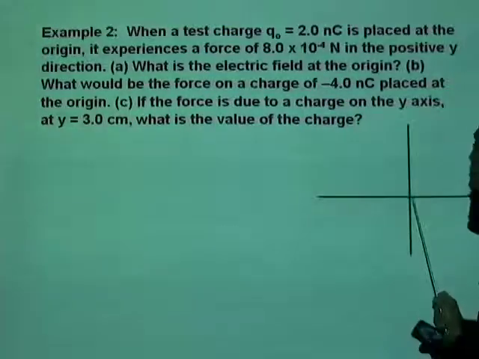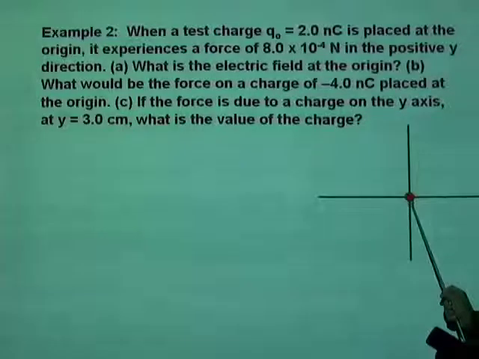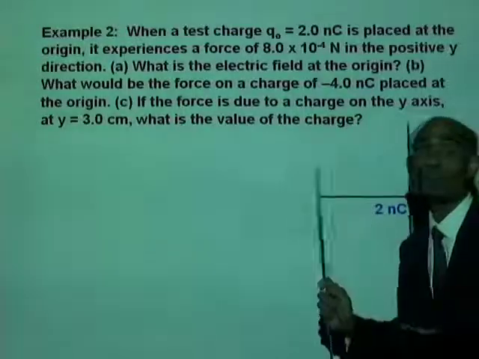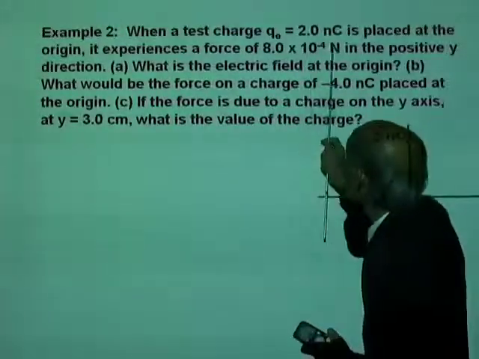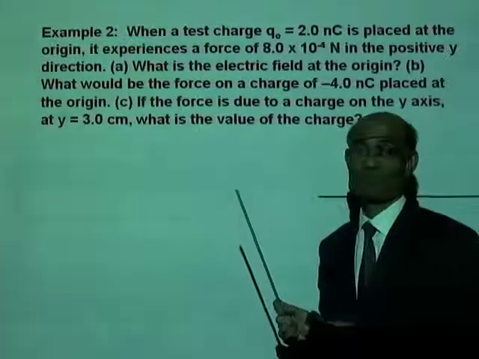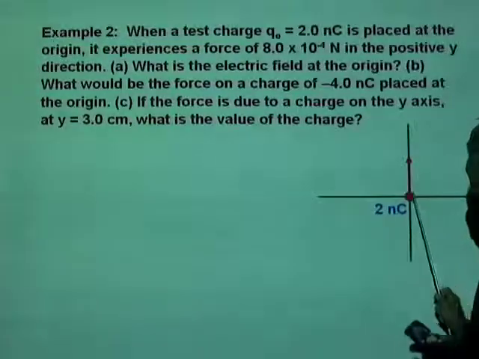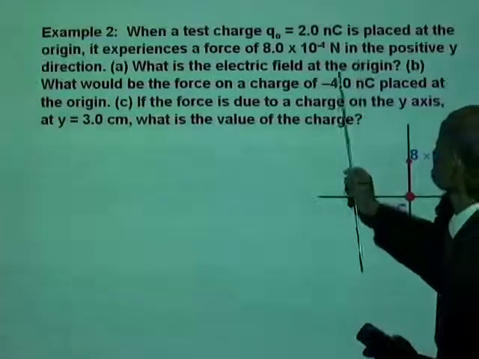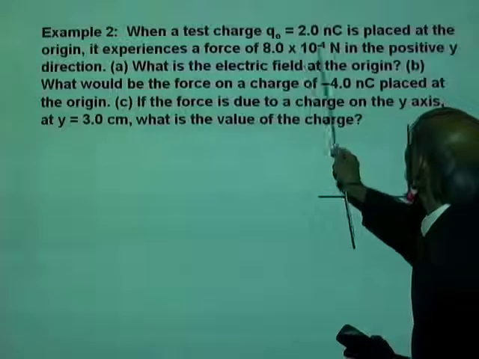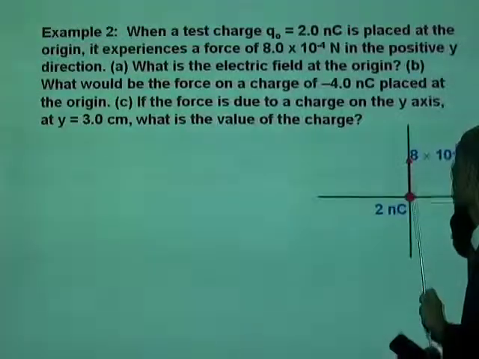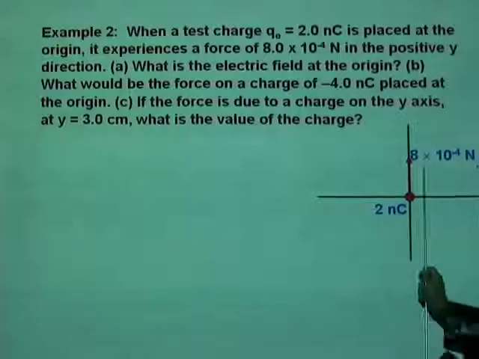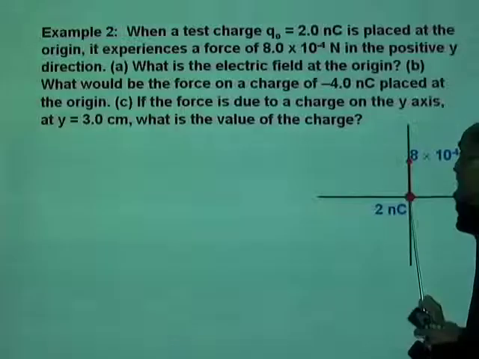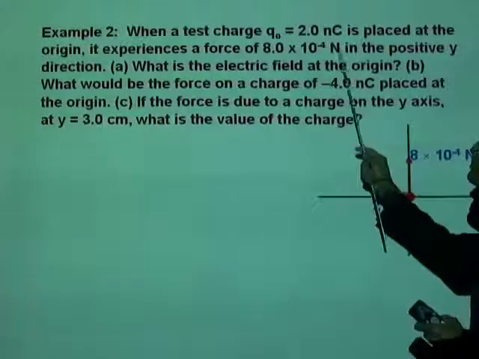Well, here is the origin, and we have a charge Q0 equal to 2 nanocoulomb placed there, and we are told that it experiences this much of force. Well, that means there is an electric field there. It experiences a force of how much? 8 times 10 to the negative 4 Newton in the positive y direction. So this is the force experienced by this 2 nanocoulomb placed there. Now remember, this is a positive charge, is that right?